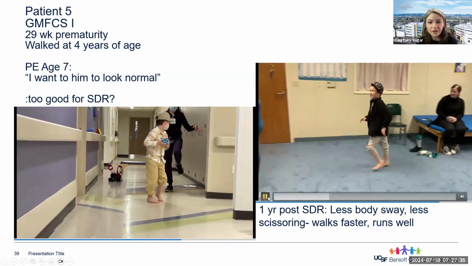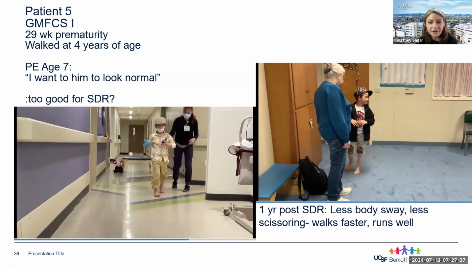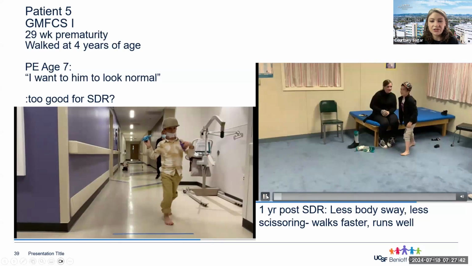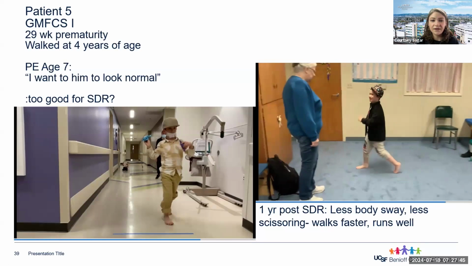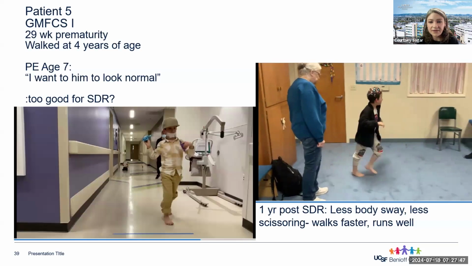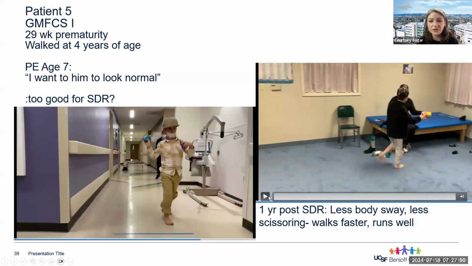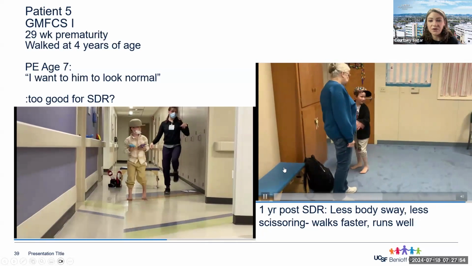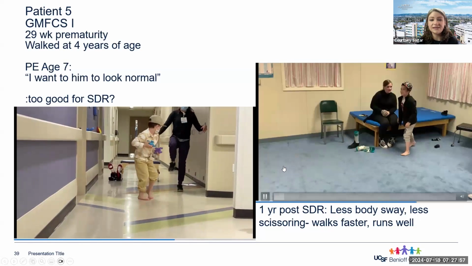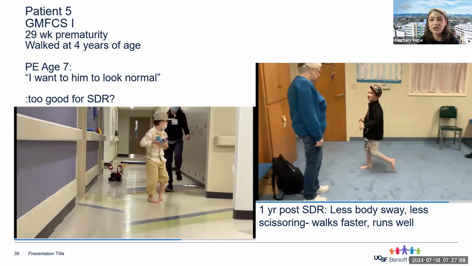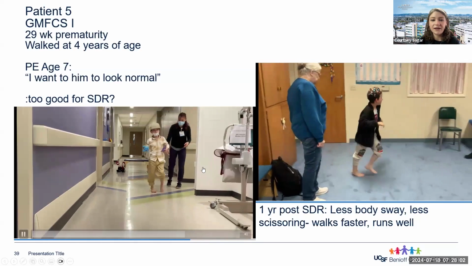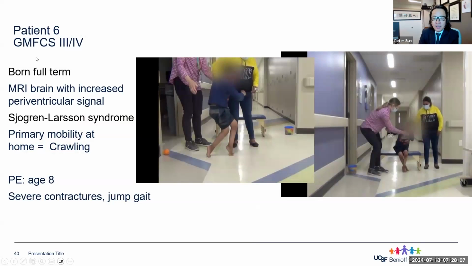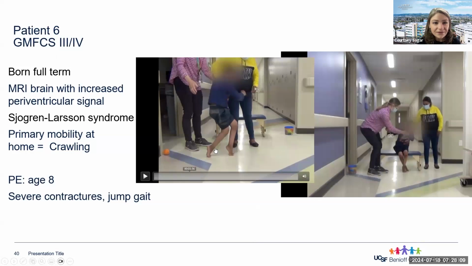But then we see him 1 year post-SDR, and you see him taking longer steps with less scissoring, faster cadence. He still has some decreased dorsiflexion with whole foot contact while walking, as well as a little bit of a steppage gait to compensate. But overall, the gait does appear more normal, so the parents' goal was achieved. He does go from being a GMFCS1 to a better one. He'll walk further distances, and he'll hopefully have less breakdown at the midfoot in the future with better placement of the foot and ankle in stance. Yeah, terrific. Right. On to our next patient.